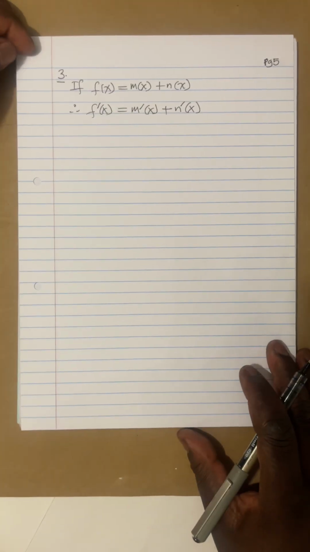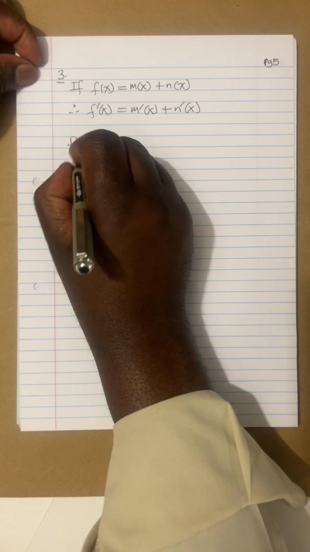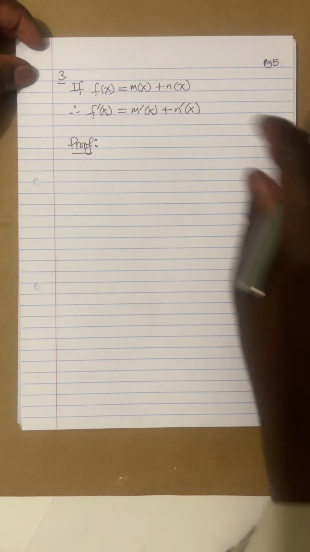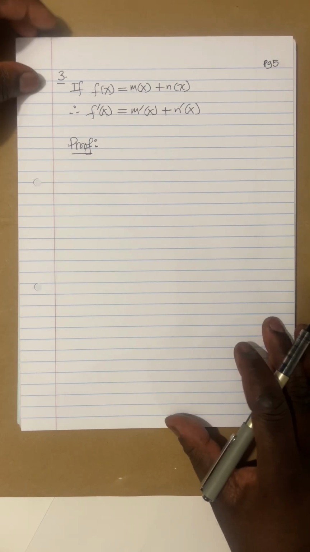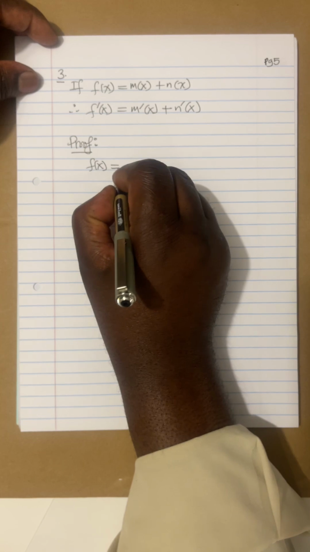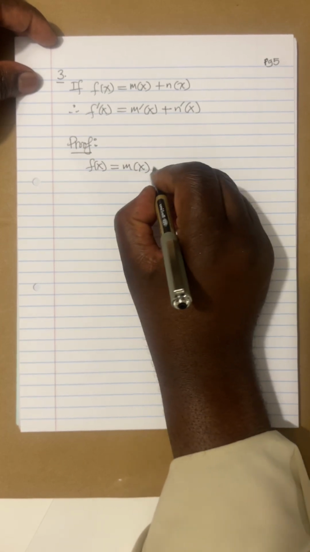Let's prove it. Proof. I'm using 2 functions here, but you can have as many functions as possible. So we are told f of x is equal to m of x plus n of x.